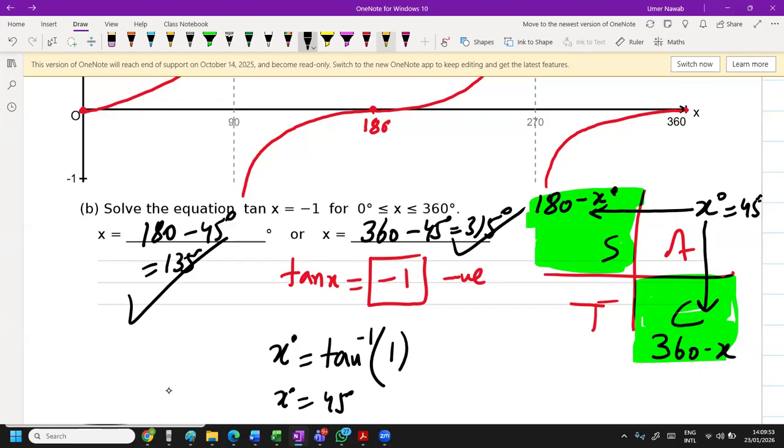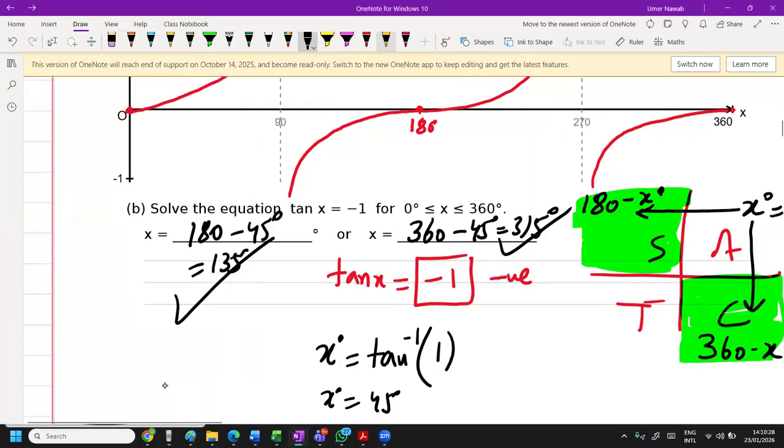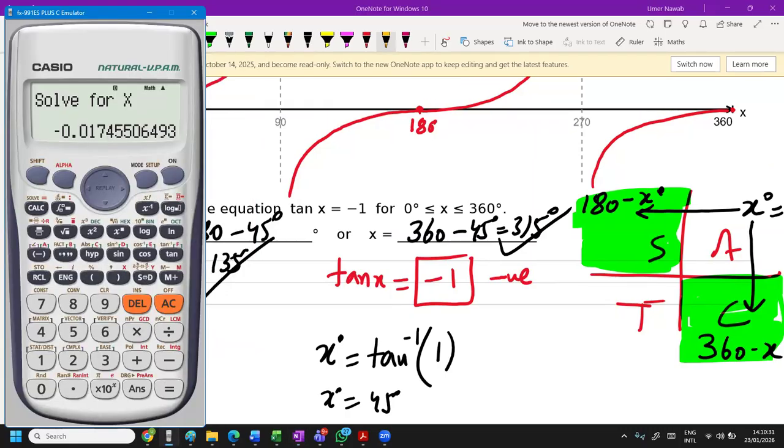If you want to verify your answer from the calculator, write tan of x equals negative 1, shift solve, give a guess closer to 130, 135. Let me check it again. Why did I write that here? Let me check this again. Solve it for the guess I had, 135. For example, I put 130.